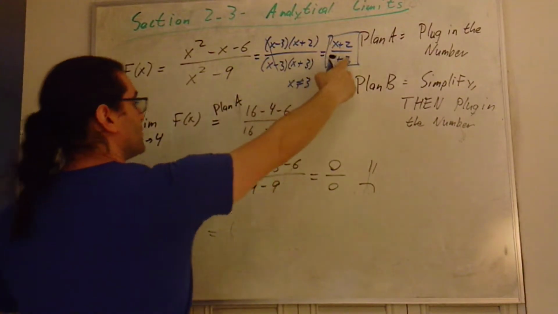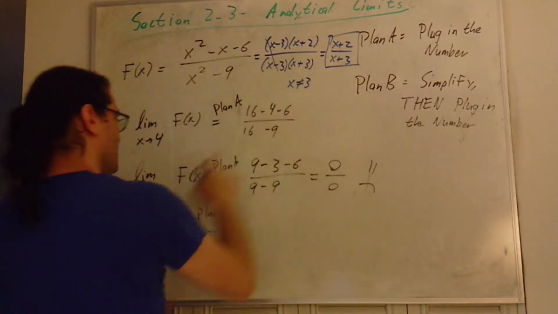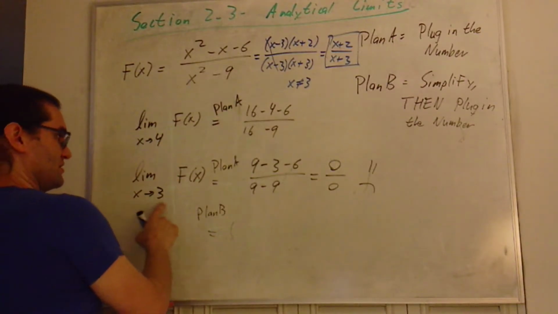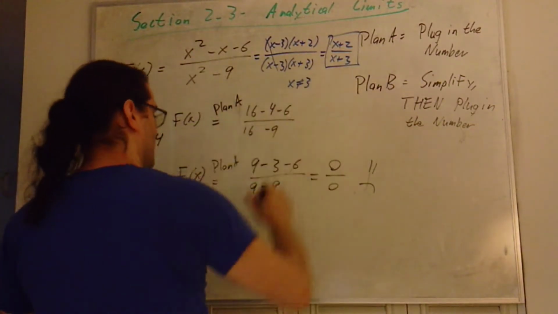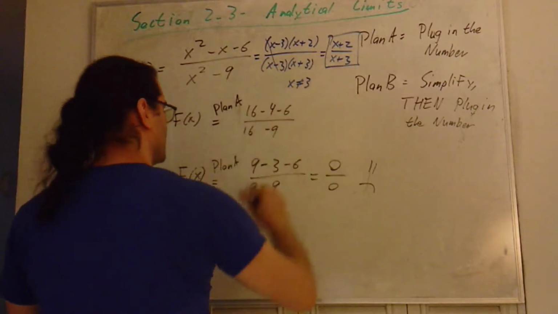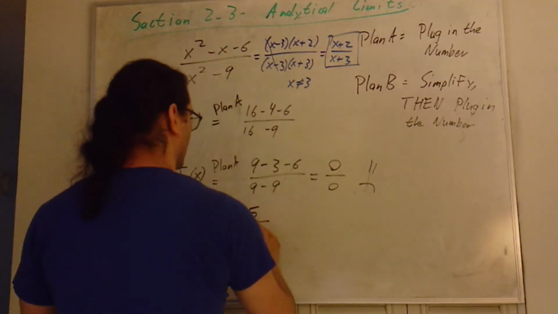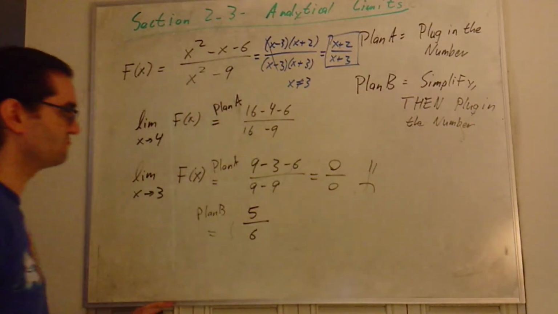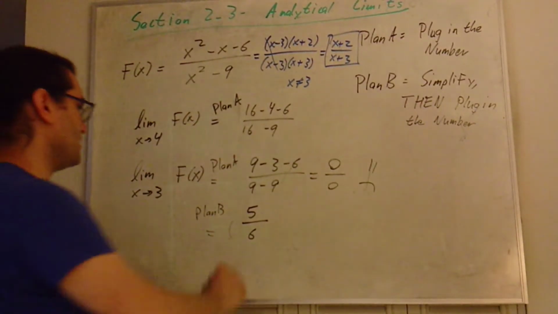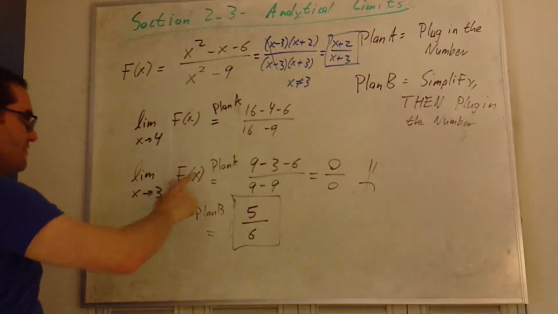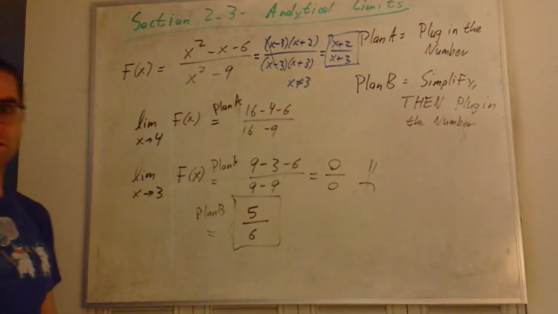The simplified version, as long as x doesn't equal 3, which it doesn't, so we're okay, is I can plug 3 into this, and that would give me 5 over 6. And that's great, we're done. The limit as x approaches 3 of f of x is 5/6.